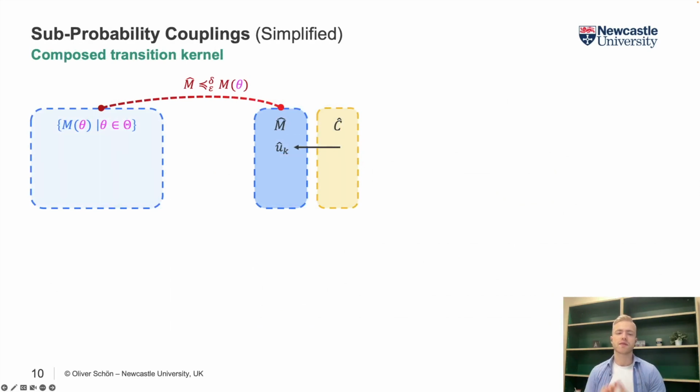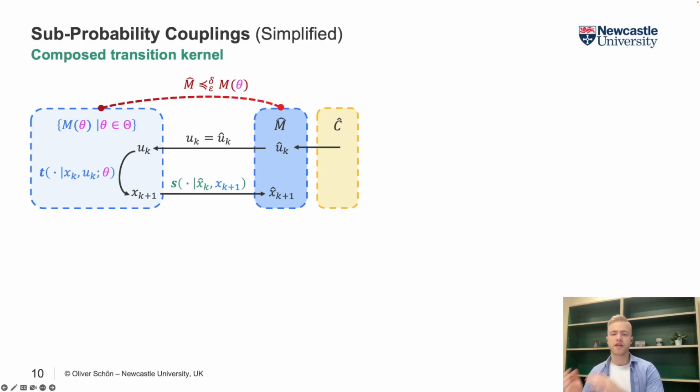So this is the same setup as we had before. We have a controller which gives us a control input for our abstract model. This is mapped to a control input for our true model. And the true model then, with some parameterized transition kernel, would give us back some state. Using a state mapping, this is then mapped back to the abstract state space, and the circuit is closed.